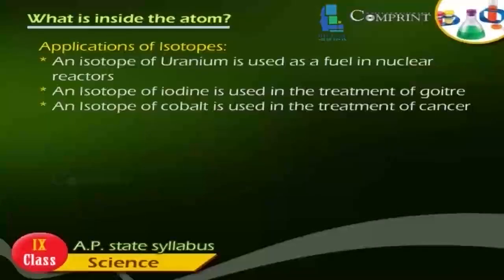Applications of isotopes. An isotope of uranium is used as a fuel in nuclear reactors. An isotope of iodine is used in the treatment of goitre. An isotope of cobalt is used in the treatment of cancer.